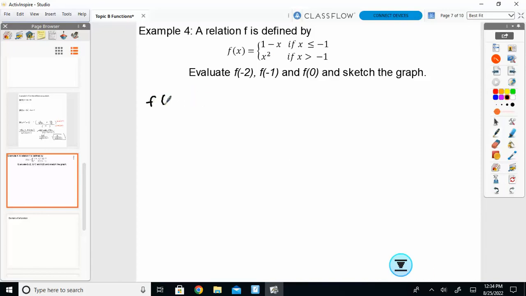Okay, so if I ask for f of negative 2, we know if it's a function, we can only get one answer out, so I can't put it into both of these pieces. So what do we do? In the one it fits. So our rules, we do the top piece if x is less than or equal to -1, second one if x is greater than -1. So -2 is less than -1, so we plug it in there. So 1 minus -2, which is 3.